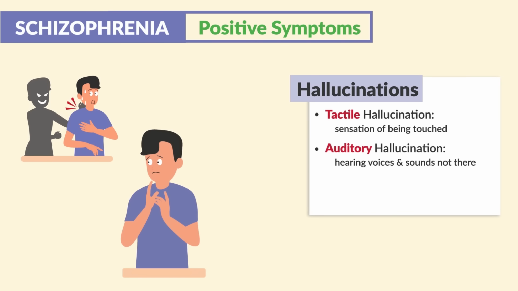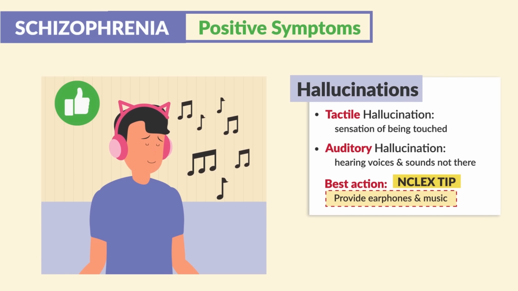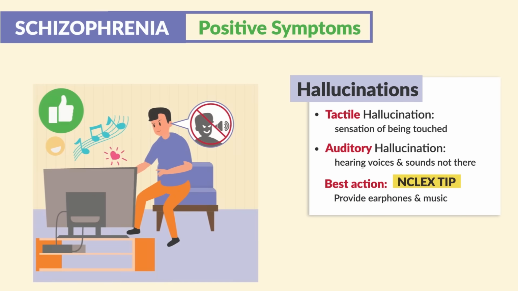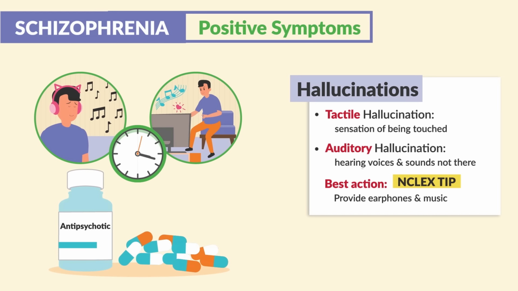Second is auditory hallucinations. Clients start hearing voices and sounds that are not there. So the best action by the staff is to provide earphones and music. Huge NCLEX tip. Be sure to write this down. Or even watching TV, which makes it easier to ignore the internal sounds, as it can take a while for the antipsychotic medications to kick in.